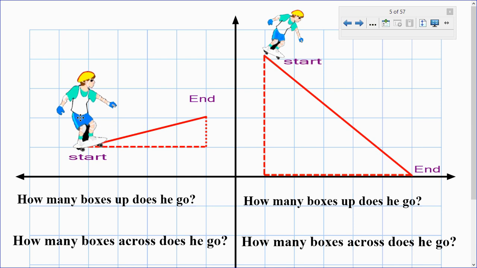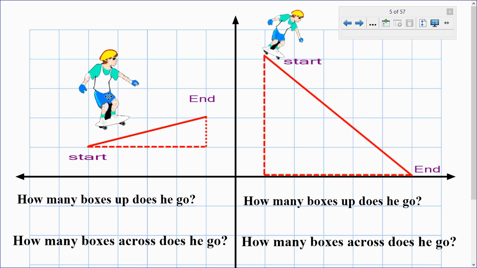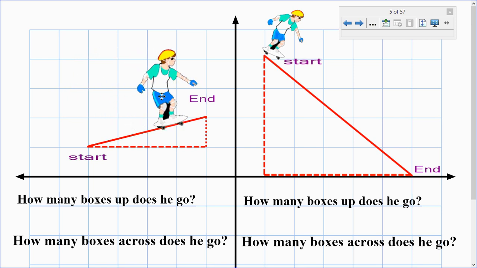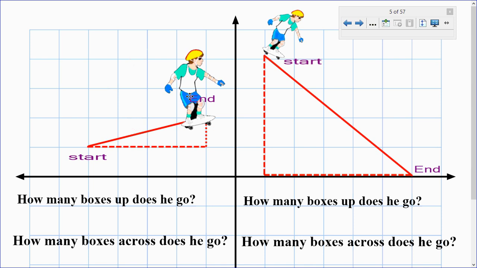If we stay on the blue lines, he would go up one box. And how many boxes does he go across to get over? Well, 1, 2, 3, 4. And he would end up at the end right there. So he went up and across.